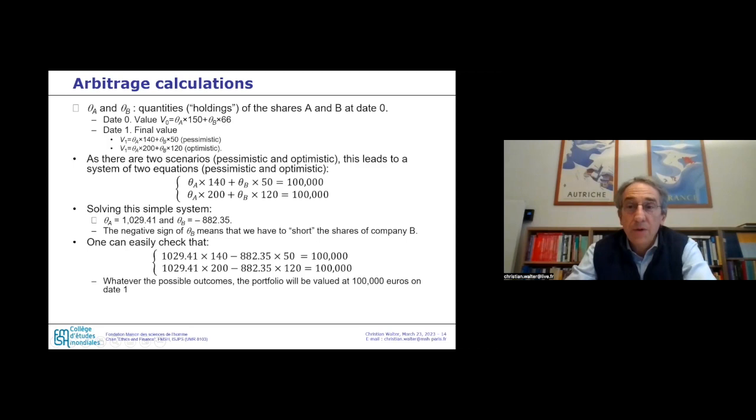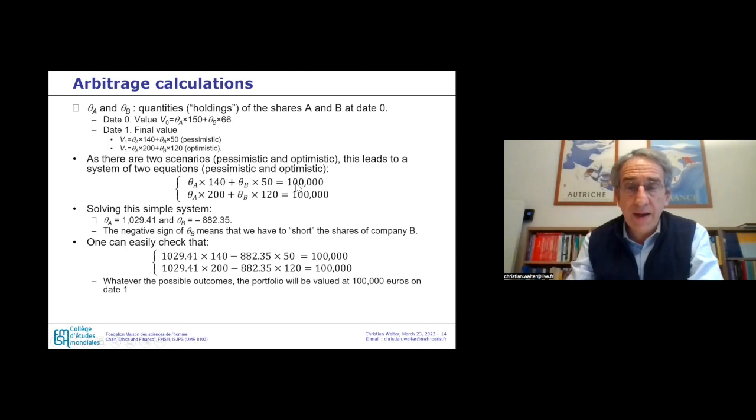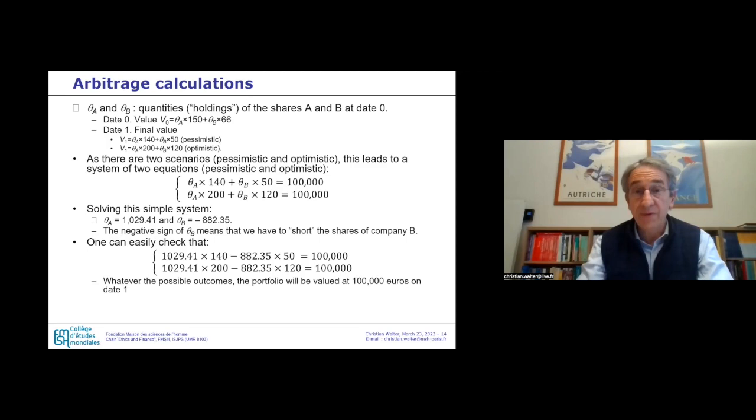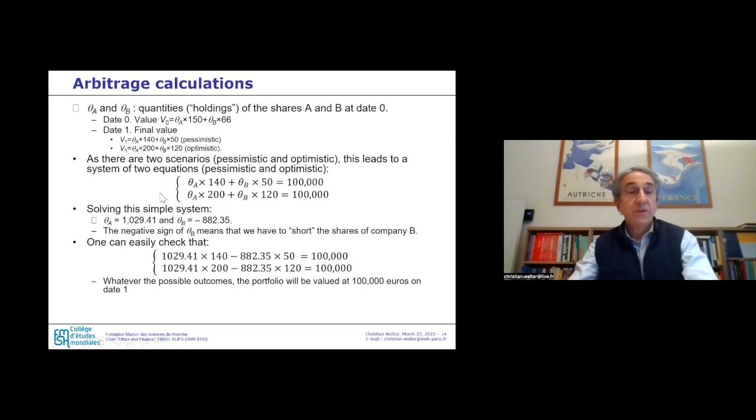Now, just recall that what you want is to be able to have the same price at date one. As you want to obtain the same price of 100,000 euro in the two cases of prospects, pessimistic and optimistic, it results in a system of two equations for the pessimistic and optimistic prospect, this precise system. In this case, it is the pessimistic prospect on the toy model, and in this case, the optimistic one. And in the two cases, you want to find the same price at the end. And in this case, your portfolio will be risk-free.